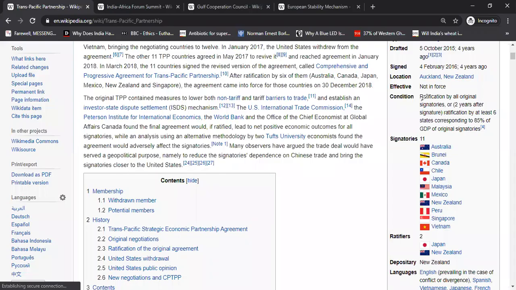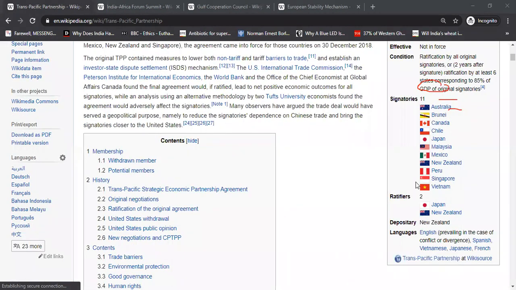And again, the most important thing is it is not in force right now, right? Because these were the conditions: ratification by all original signatories, or after that they changed it, that at least 6 states corresponding to 85% of GDP of the original signatories. And there are 11 signatories, but only 2 ratifiers, which are Japan and New Zealand. Again, you don't need to remember all these facts. So this was one question which was asked in UPSC 2016 PYQ.